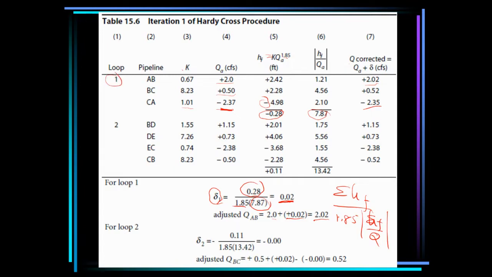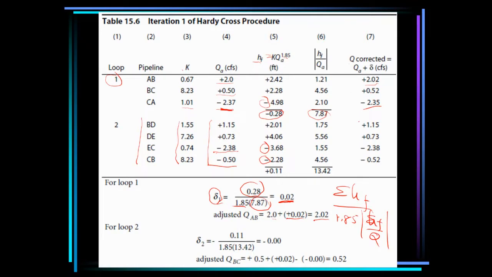We do the same thing for loop 2. These are the pipes for loop 2, four of them. These are the K values. These are the assumed flow rates. You can see BEC is negative because it is counterclockwise. CB is also counterclockwise, the flow rate. Then the head loss in each one, leaving the sign from the flow rates, okay?